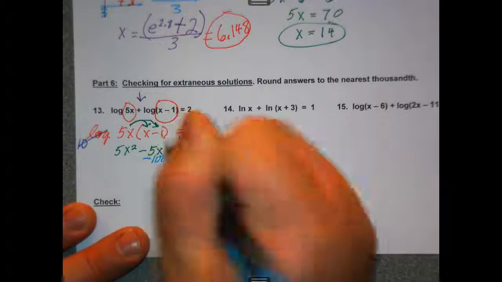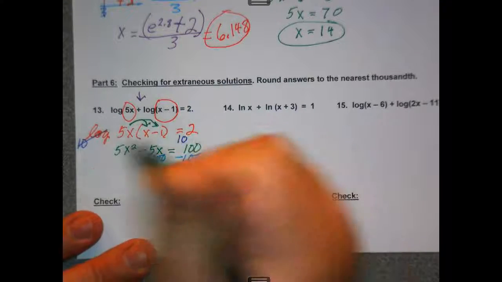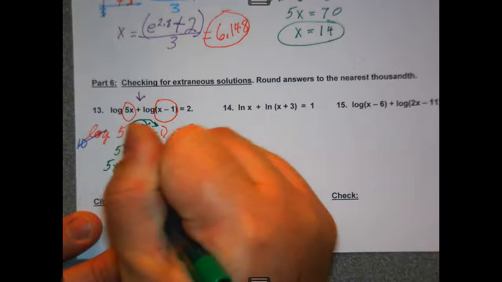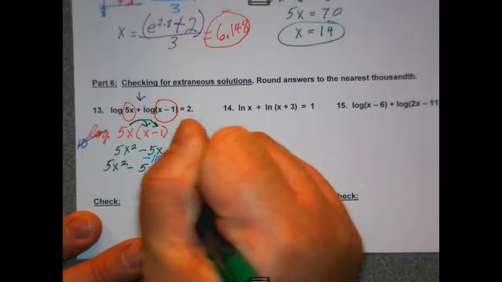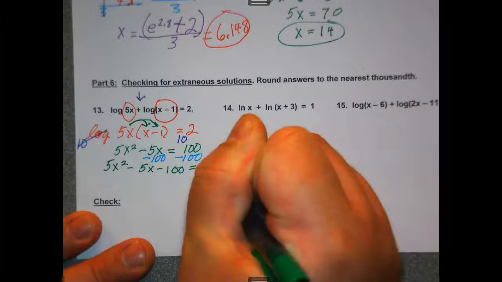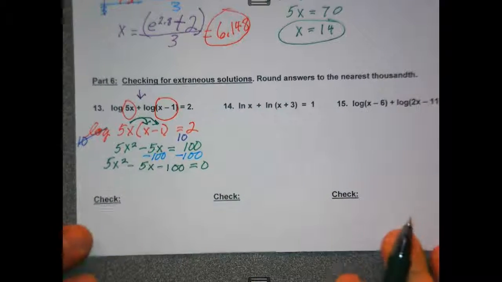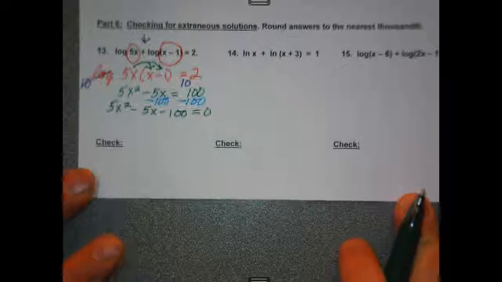I'm going to subtract 100 from both sides. 5x squared minus 5x minus 100 equals 0. Okay, what's my first step for factoring? Use your flowcharts.